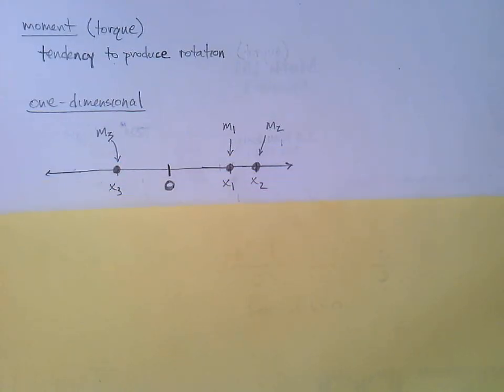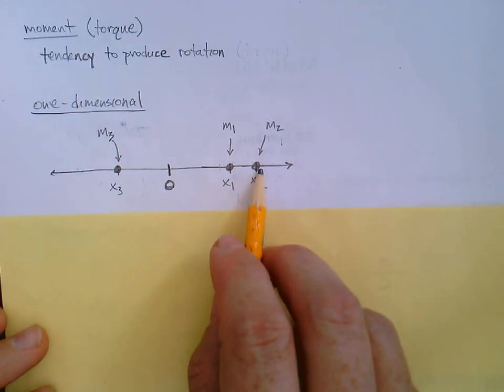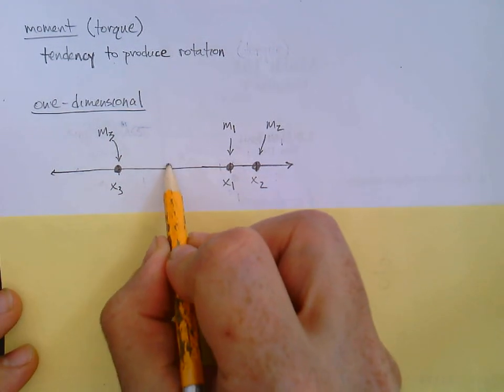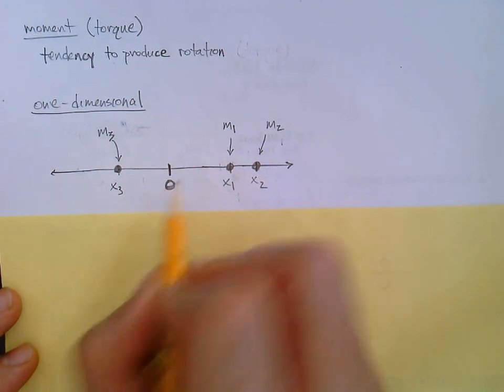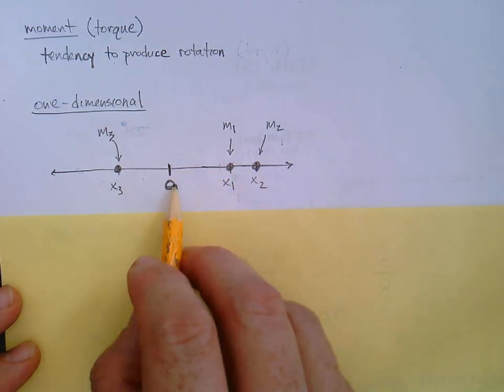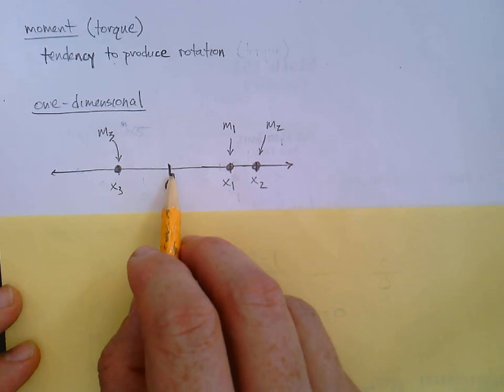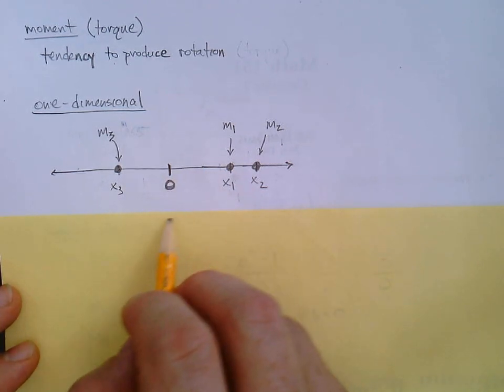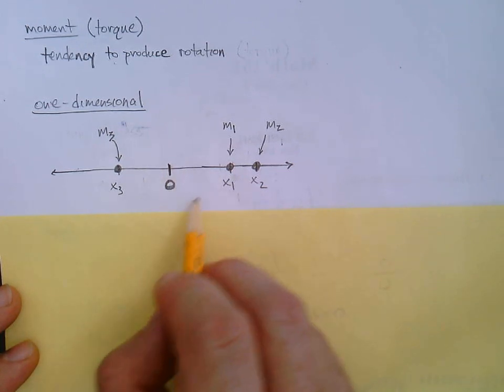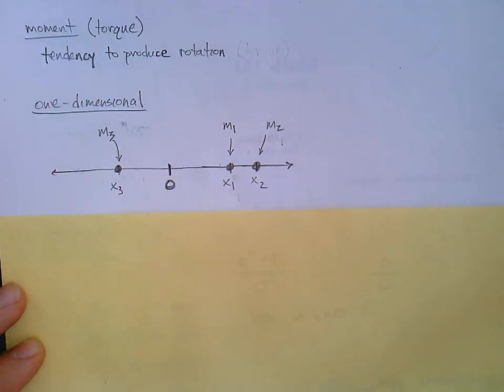Okay, so we'll go to a one-dimensional case. Just imagine a straight line, and we're going to place masses at different locations on this line. Everything is focused on the origin. As we place these masses at different locations, think of it as, is that going to produce rotation about the origin? Imagine it's bolted in place there at the origin, and this thing might spin either to the left or to the right.